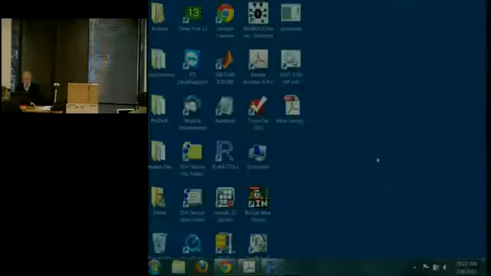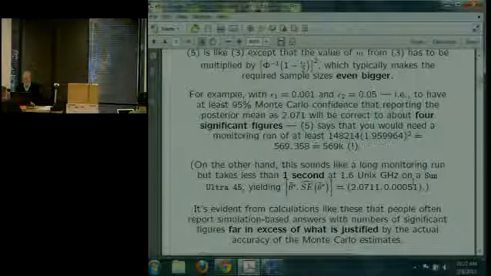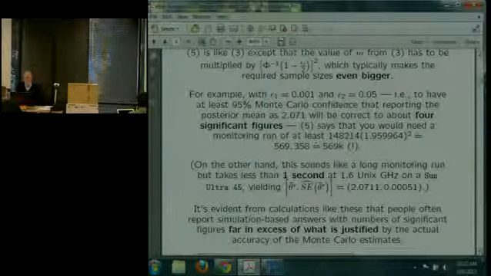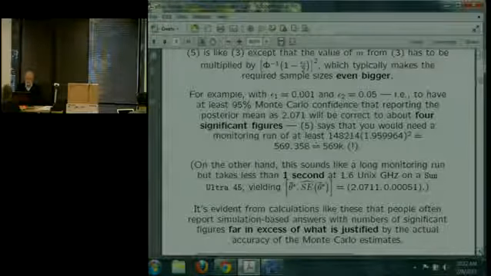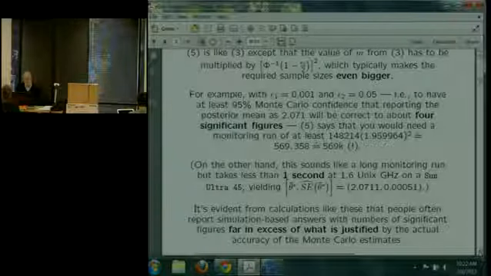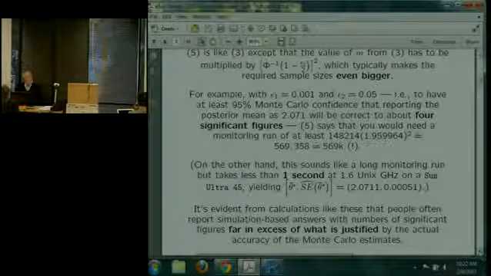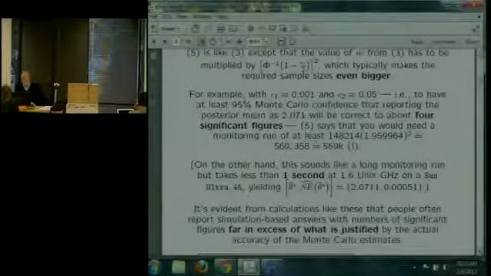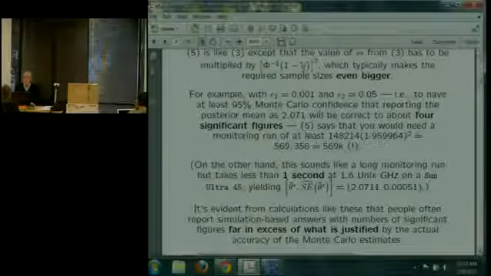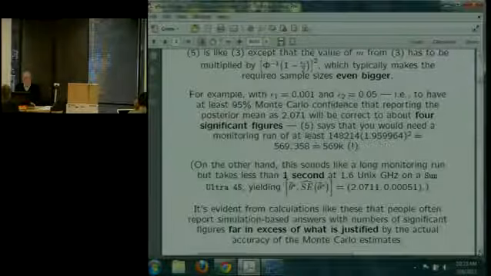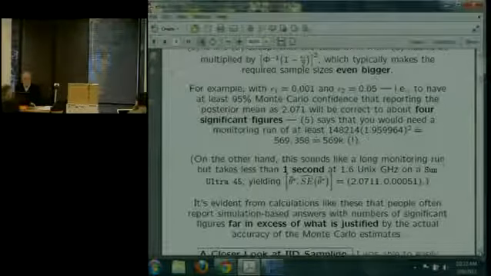Okay. So I just say here, it's evident from calculations like these that people often report simulation-based answers with numbers of significant figures far in excess of what is justified by the actual accuracy of their Monte Carlo estimates. And what we'll see when we run WinBUGS later today is that it produces Monte Carlo standard errors, and you can decide for yourself how large the M should be.